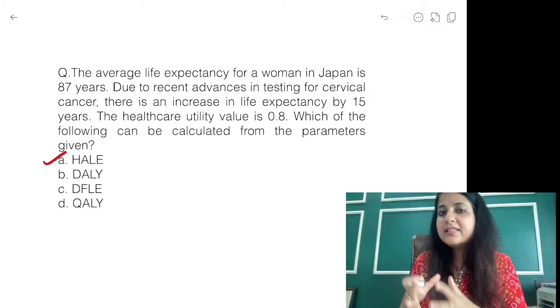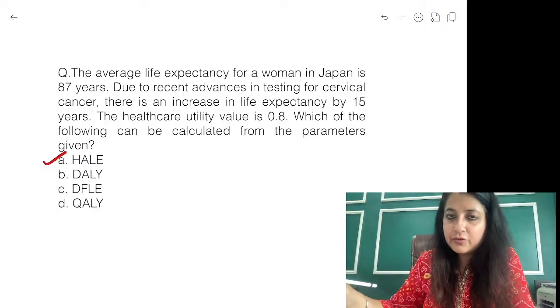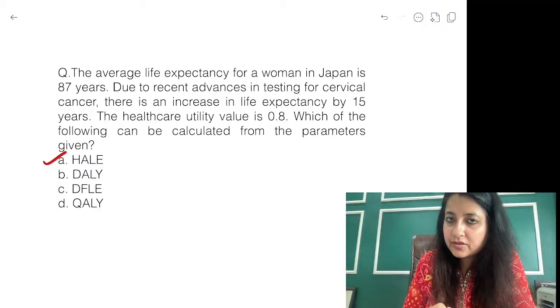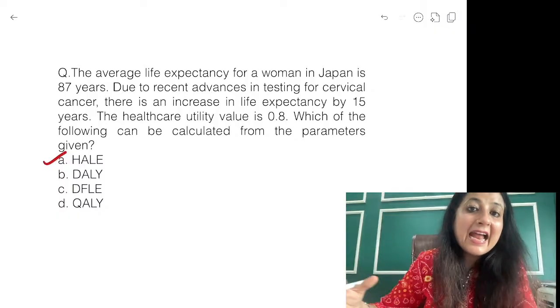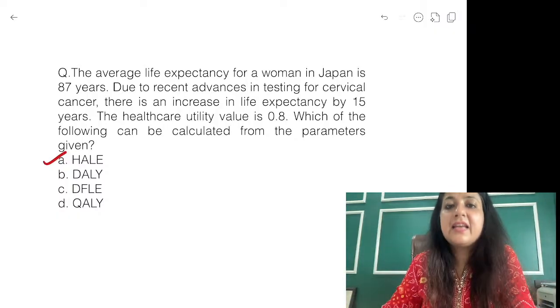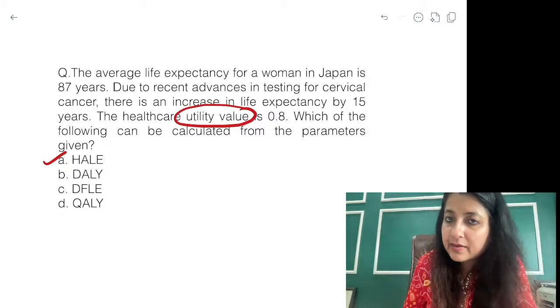Suppose somebody develops cancer, the quality of life will reduce. You will take a medical intervention. Now because of that medical intervention, how many years get added to his life? That is HALE. And in HALE there will be a buzzword, guys, for the interventions.